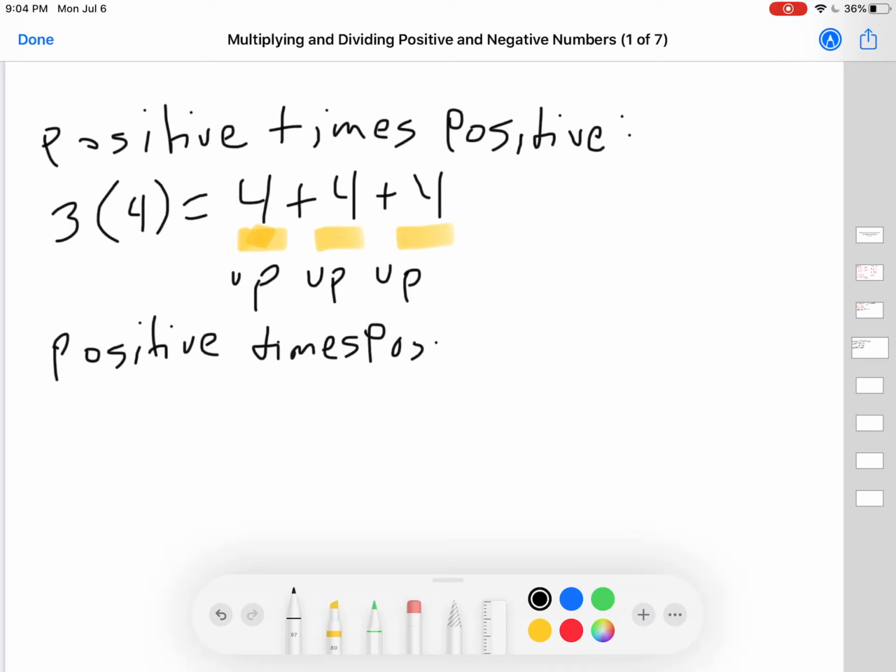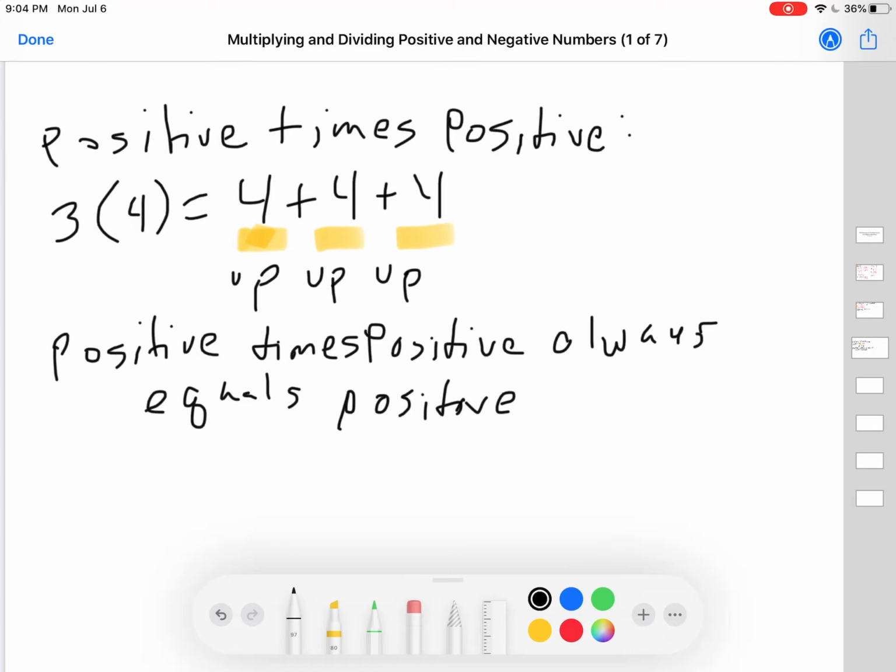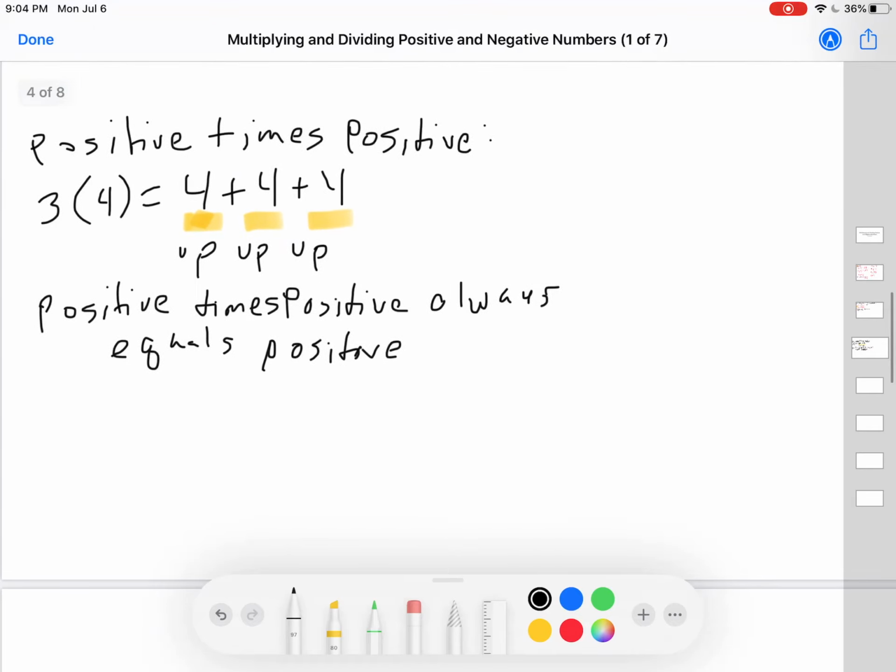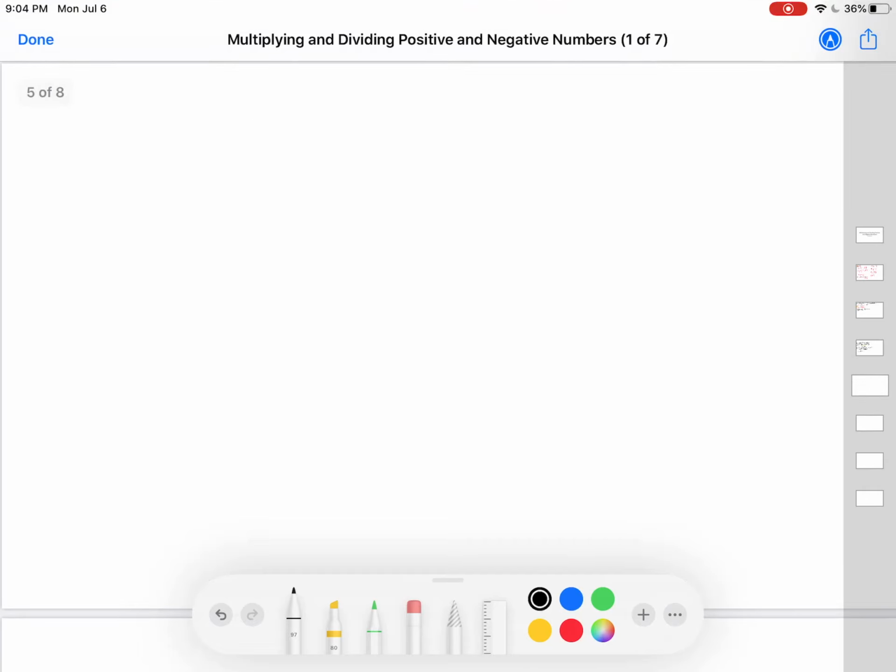positive times positive always equals positive. Is that true of addition? Well, let's see. 3 plus 4, that's 7. Will it always be true? Yes. This is one case where it is. All right, so 3 times 4 is 12. Okay, that's positive times positive.